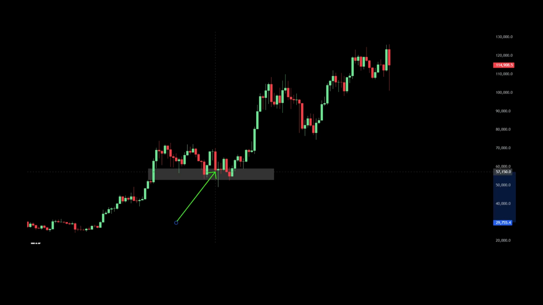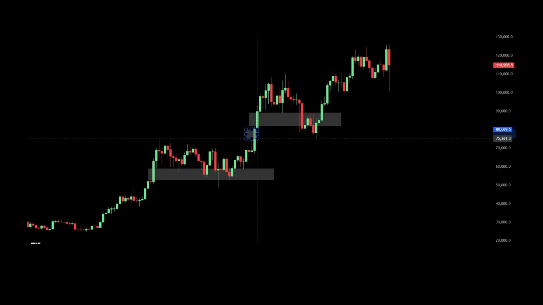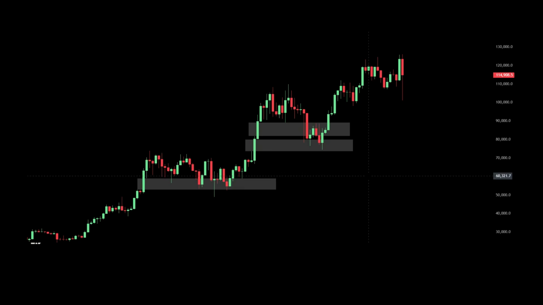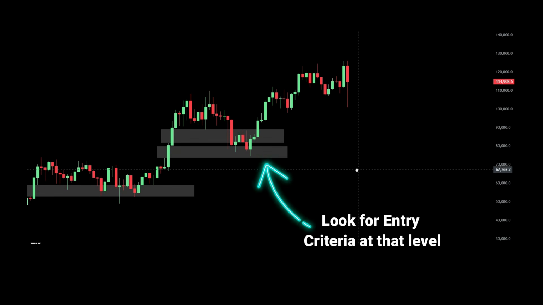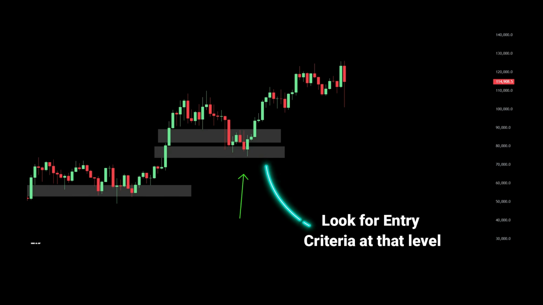When price simply arrives at our fair value gap, we don't enter. We wait for entry confirmation. And then you can see over here we get a massive impulse move to the upside. This displacement to the upside leaves behind a fair value gap over here. Price breaks through that fair value gap and then leaves another one. So we never really know which fair value gap price is going to respond to. All we do is, when price comes to that level, we look for our entry criteria specifically at that level. You can see price responds very nicely off that level and then creates another impulse move.